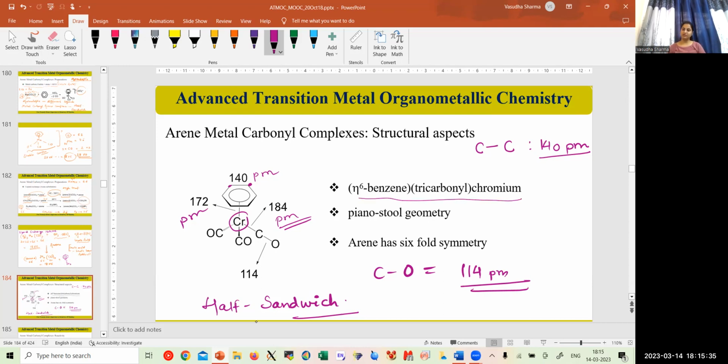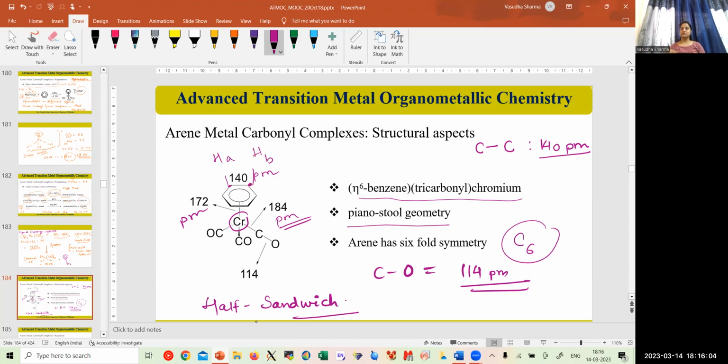stool geometry. We have already read these kinds of geometries where somewhere it is tilted also, somewhere it is like a piano stool or complete sandwich or half sandwich. So this is a geometry. And arene has a six-fold symmetry. There are three six symmetries existing over here, because it can have all the elements of symmetry, and if we move just one proton, we can't just tell that one is He and one is He.